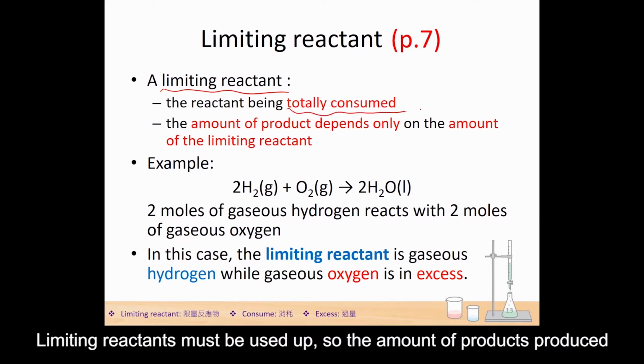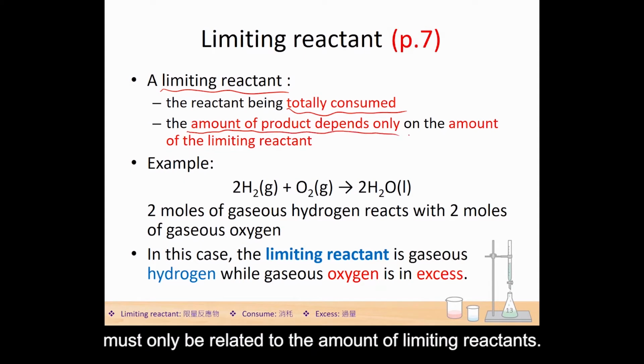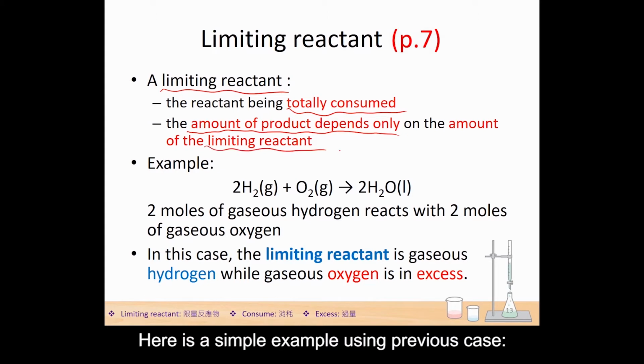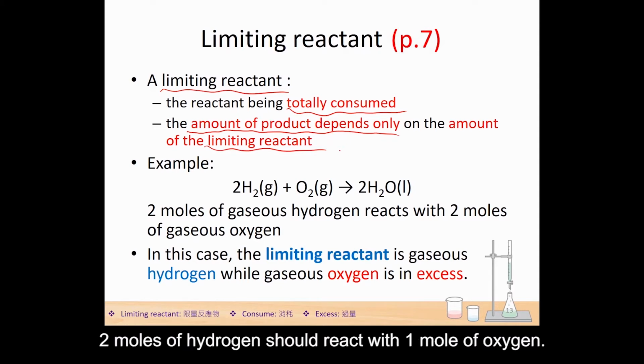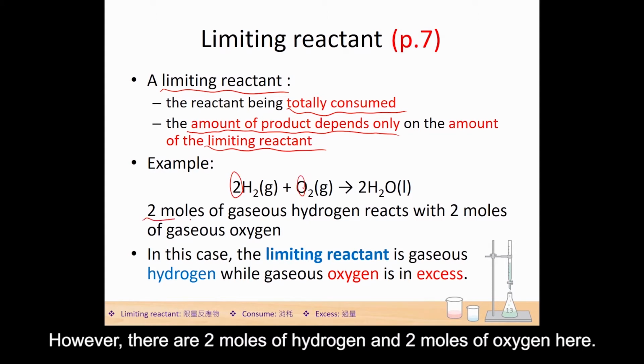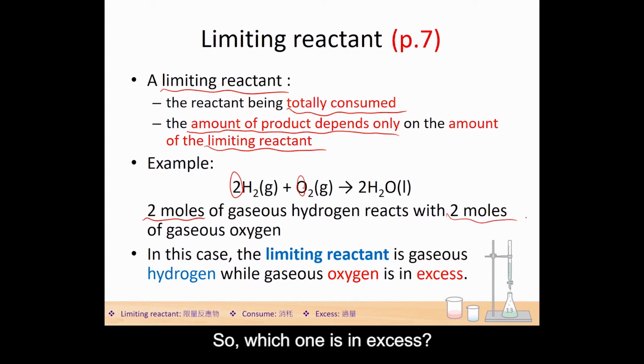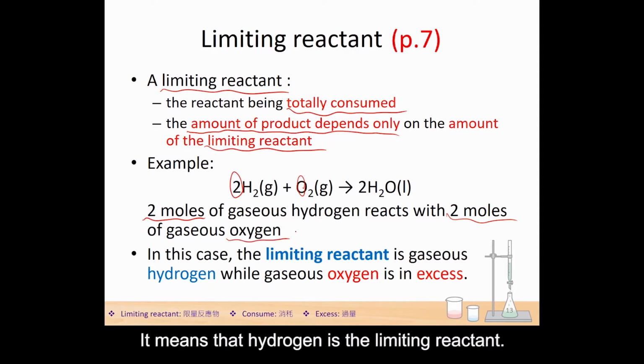Limiting reactants must be used up, so the amount of products produced must only be related to the amount of limiting reactants. Here is a simple example using the previous case. The example of hydrogen, oxygen, and water. 2 moles of hydrogen should react with 1 mole of oxygen. However, there are 2 moles of hydrogen and 2 moles of oxygen here. So, which one is in excess? Of course, it is oxygen. It means that hydrogen is the limiting reactant.